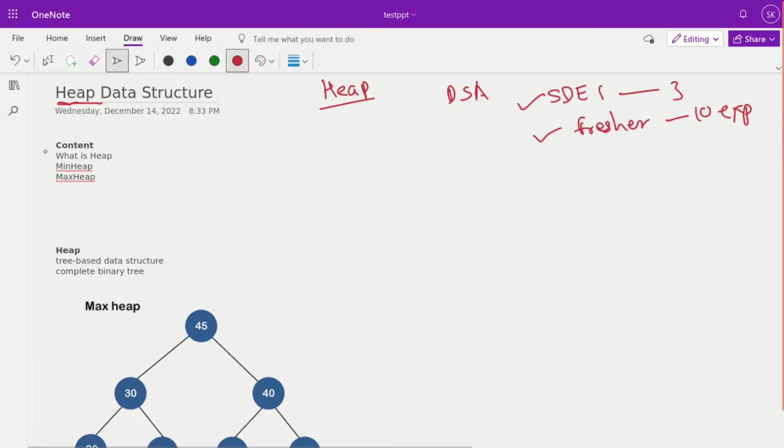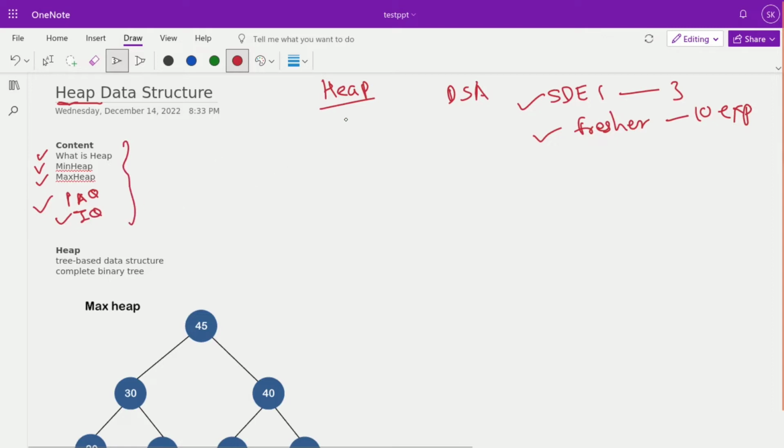In today's session, we talk about what is meant by heap, what is a min heap, what is a max heap, how to add an element into a heap, how to remove an element from a heap, internals of heap, and then frequently asked questions and interview questions around the heap. These are the contents of our session.